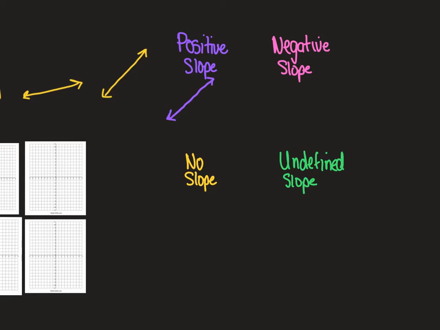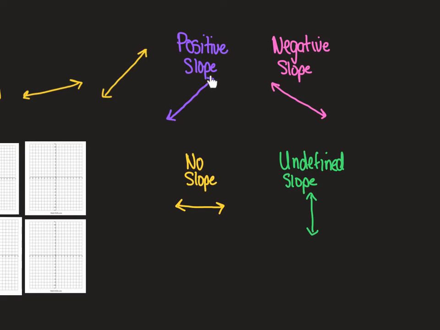Negative slope would start high and fall down. That guy's negative. No slope is completely horizontal. Undefined slope is completely vertical. Positive, negative, no slope, undefined. So you got to memorize these 4. Just put them to memory.